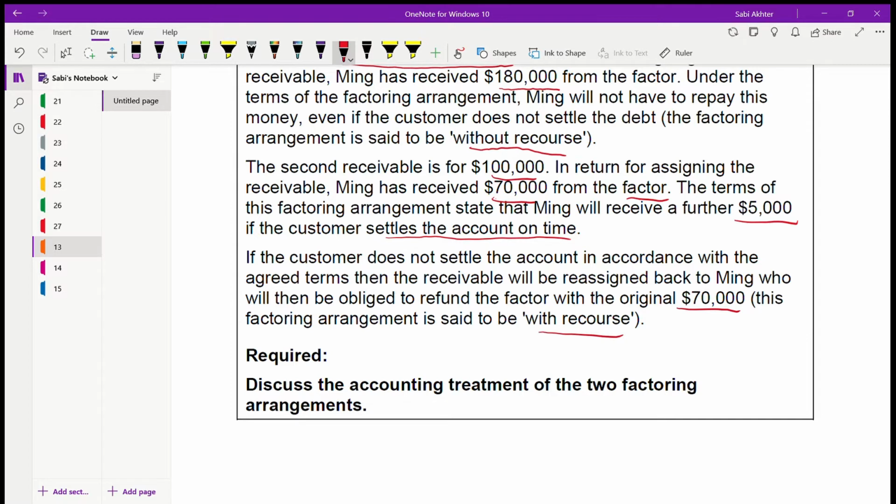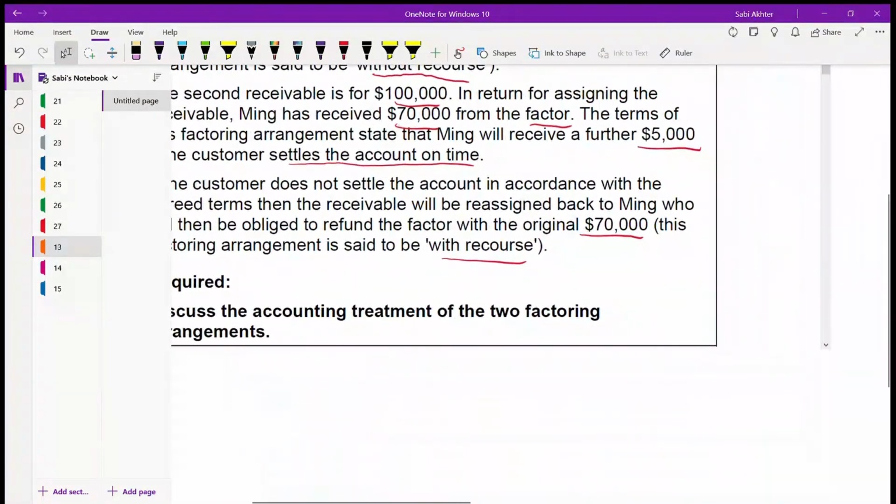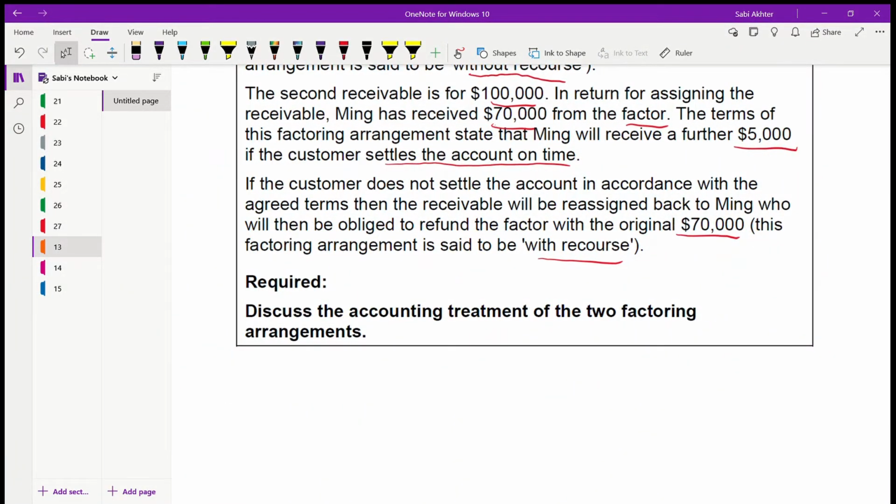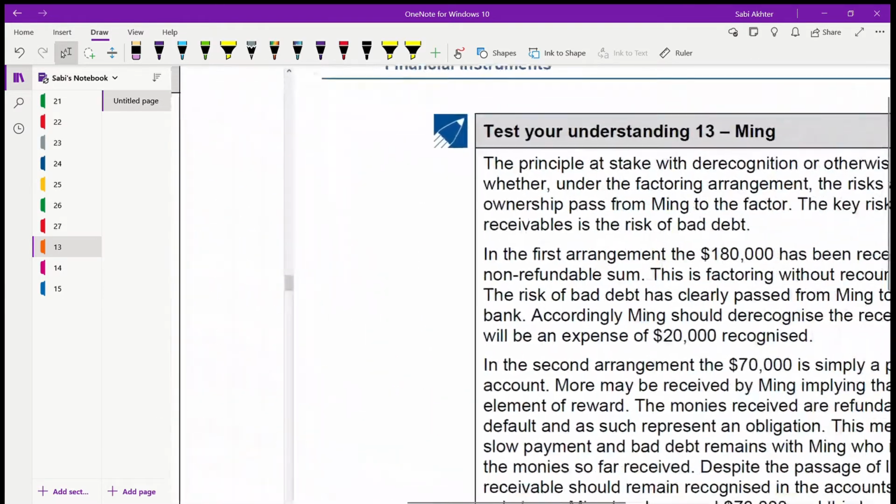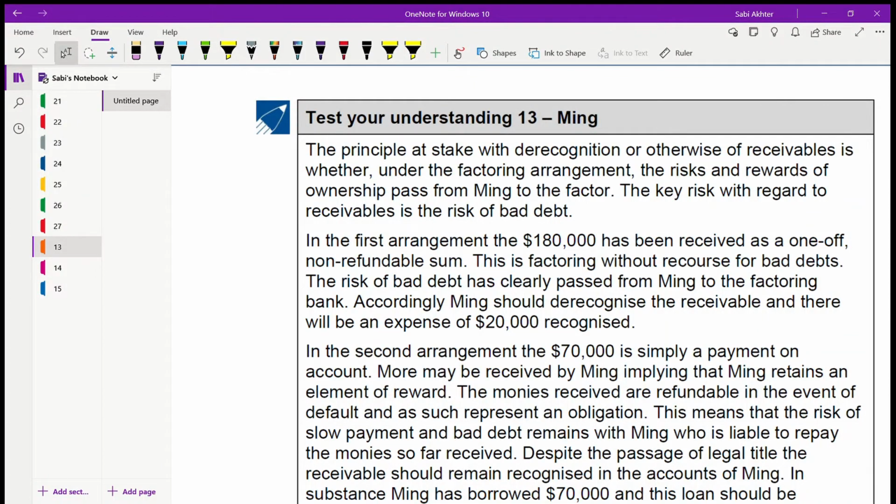Discuss the accounting treatment of the two factoring arrangements. Right? It's possible that you can collect your receivable amount from the bank through a factor rather than you directly collecting it, because they are specialized in that, right? That's possible. So the principle at stake with the derecognition or otherwise of receivable is whether, under the factoring arrangement, the risks and the rewards of ownership pass from Ming to the factor or not. We have to see this. Who is having the risks and the rewards of the ownership of the receivable?